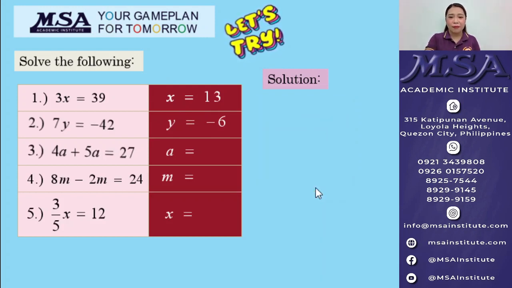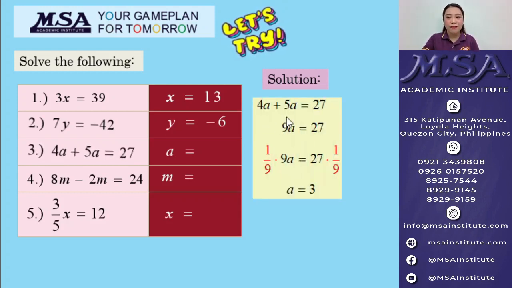Let's have the third item. 4a plus 5a is equal to 27. So we have similar terms. We need to combine similar terms first before we apply the multiplication property of equality. So 4a plus 5a will give us 9a. And we need to get the reciprocal of 9, and that is 1 over 9. Multiplying it on both sides of the equation will give us a is equal to 3, because 27 times 1 over 9 will give us 3. So the final answer is 3.